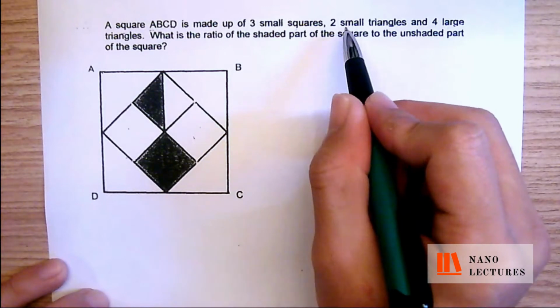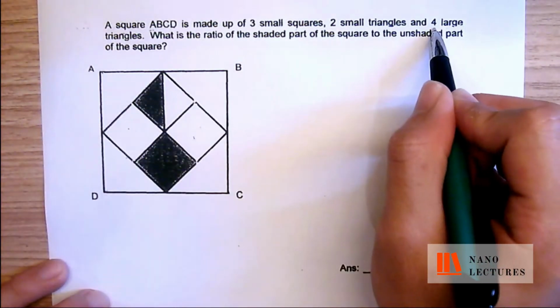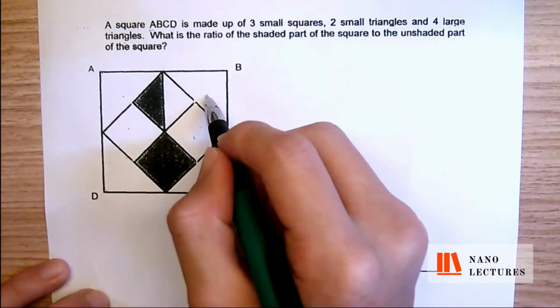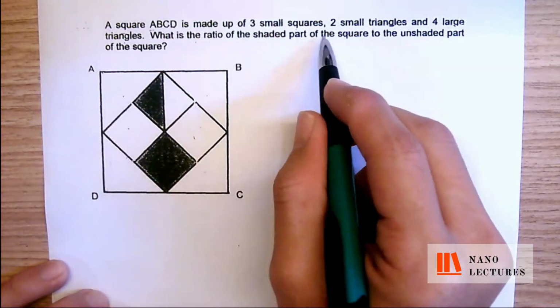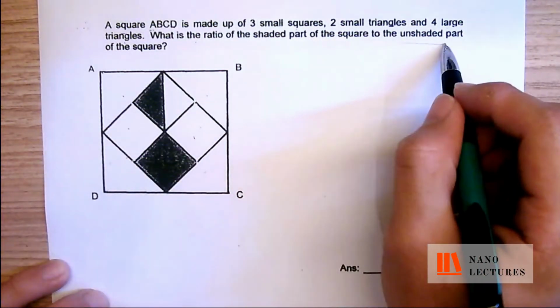Then 2 small triangles. Here. 1, 2. And 4 large triangles. 1, 2, 3, 4. Then they ask, what is the ratio of the shaded part of the square, which is this and this, to the unshaded part?